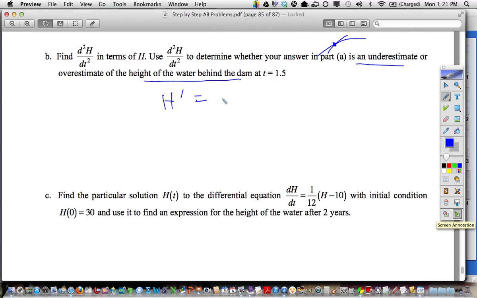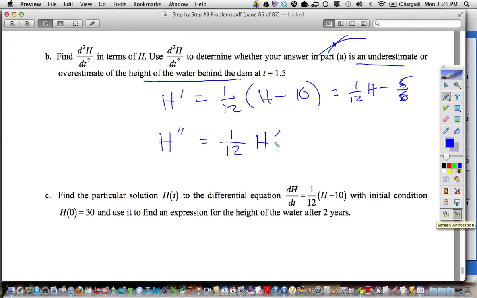h prime is 1/12 h minus 10. Now let's do the derivative of that to get h double prime. Now we're doing it with respect to t. So do you want to distribute that, or do you want to do the derivative? You want to distribute it? Okay, let's do it. So 1/12 h minus 10/12, what's that, 5/6? Okay, so there's my h prime. Now let's do the derivative of that. What's the derivative of 1/12 h?